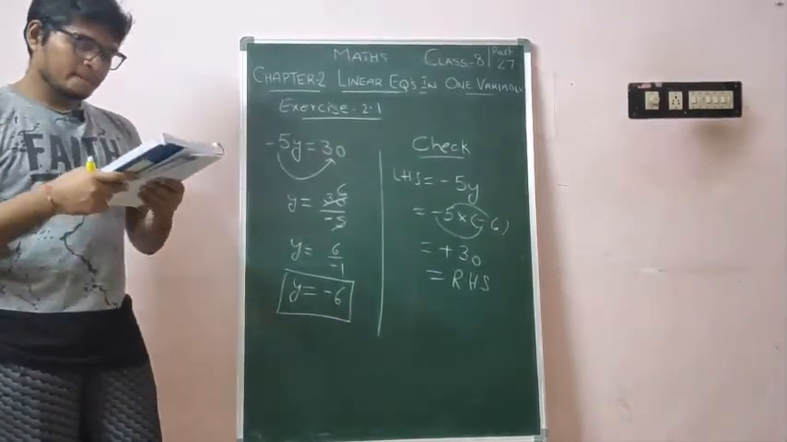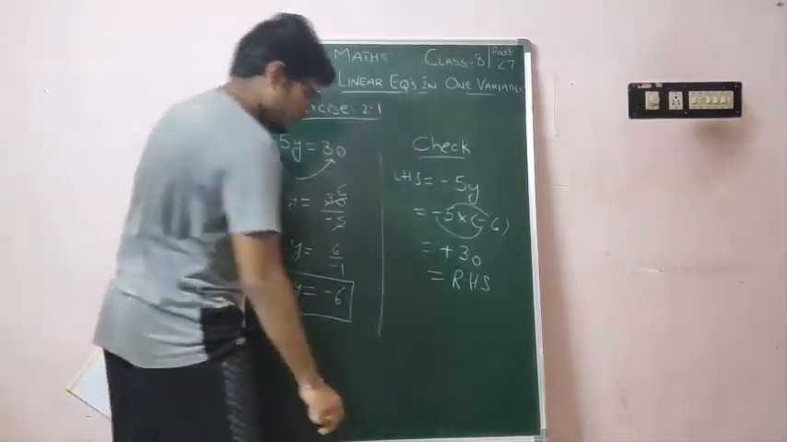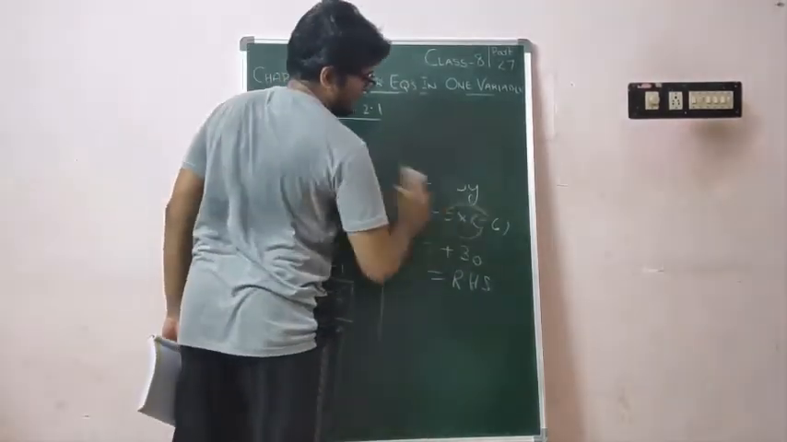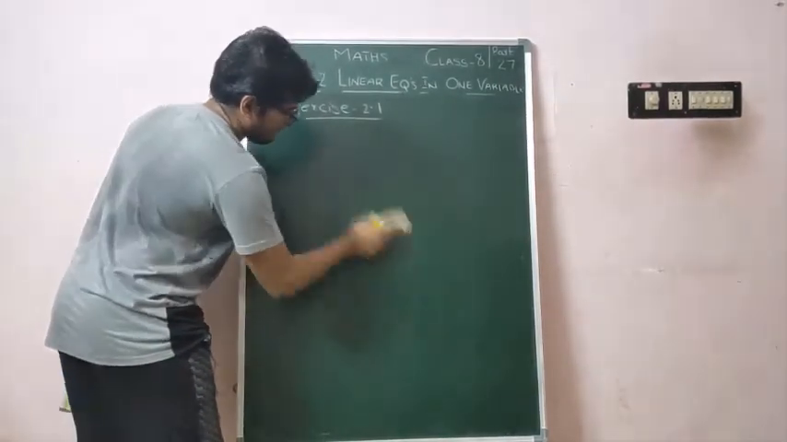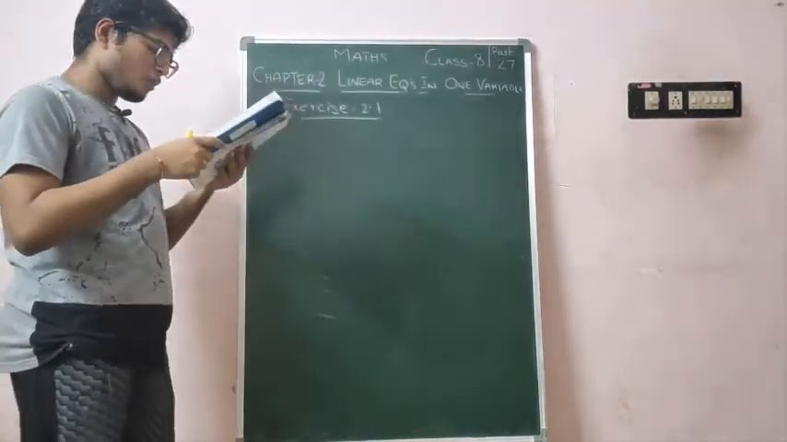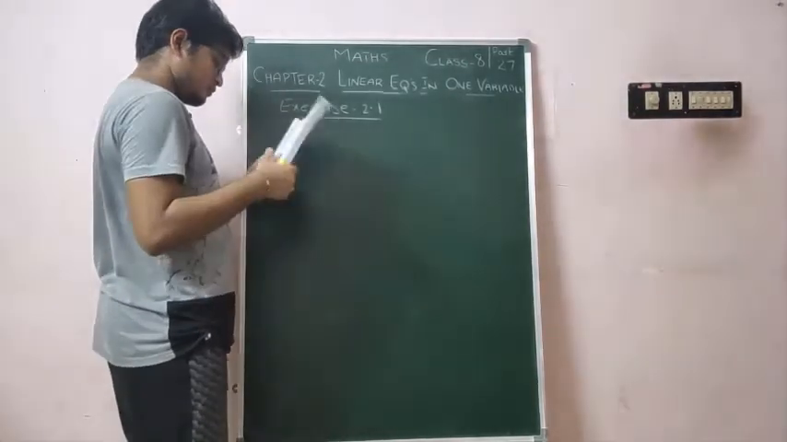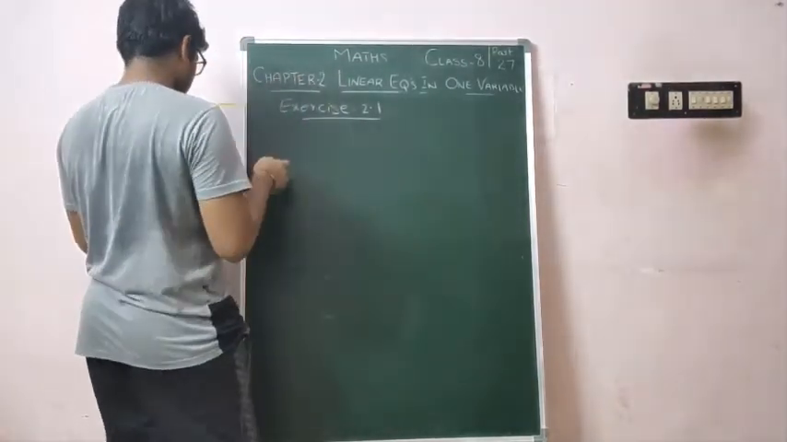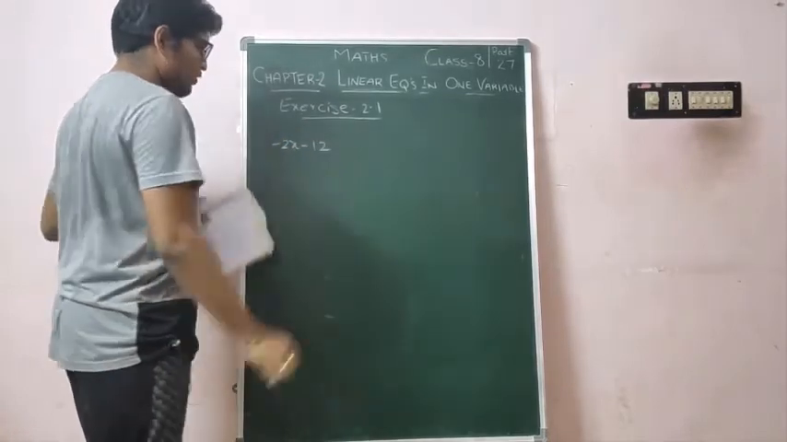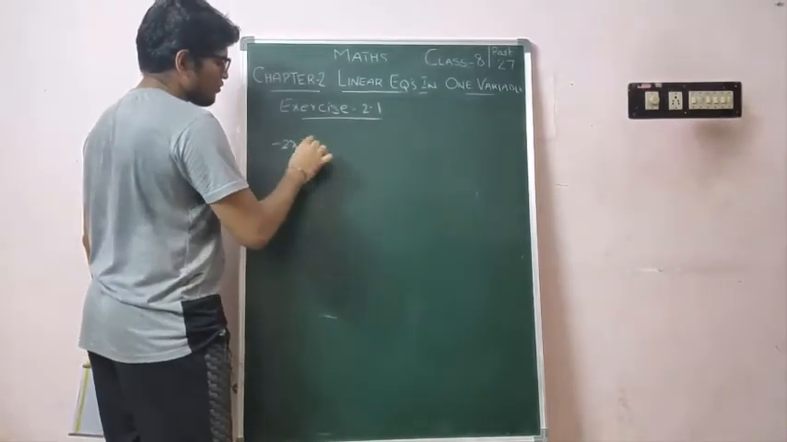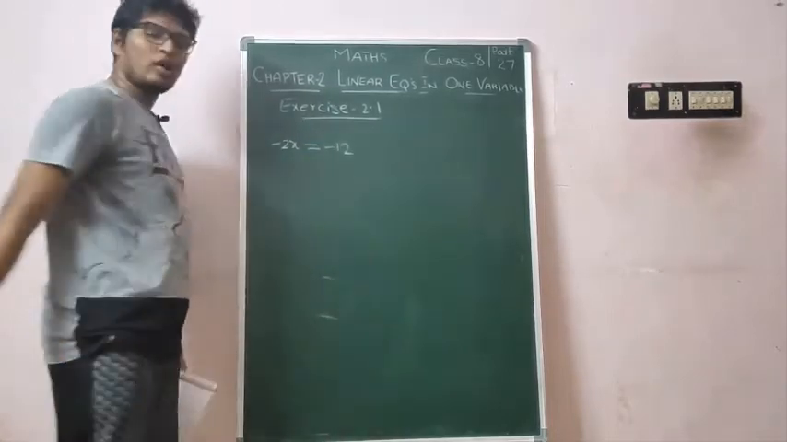Okay, can we do one more problem? Yes. Okay, what is your problem? Minus 2x is equal to minus 12.